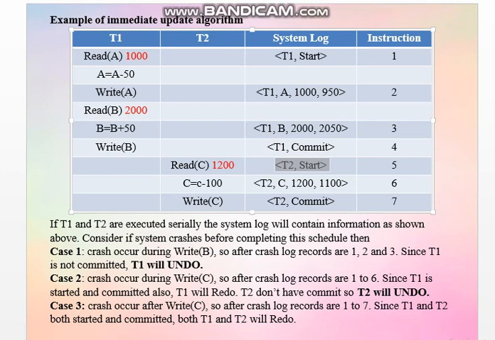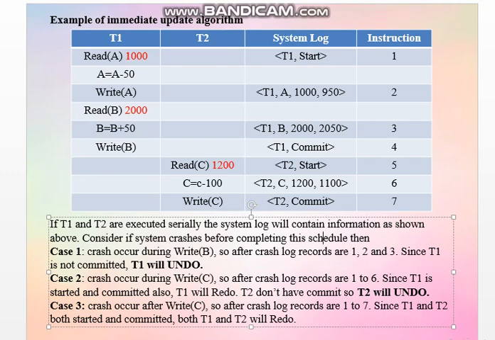For this particular case, I have the entries in the log file T1 start and T1 commit for transaction T1, and T2 start and T2 commit for transaction T2. So transaction T1 is committed and transaction T2 is also committed. At that time, we need to redo both transactions, T1 and T2, to make the database consistent. So this is the example of the immediate update recovery method, and how the system log is maintained for it.